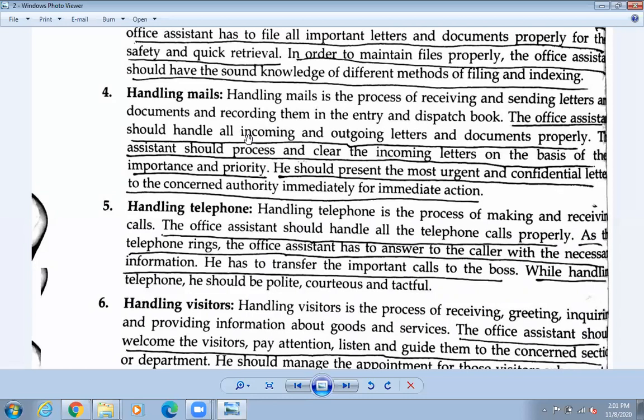Okay, I need to check the mails. I need to forward it back. And if it is very urgent or confidential, boss लाई छिटो भन्दा छिटो देखाउनु पर्ने हुन्छ भने so I need to do those activities also. Right? So handling mail is the process of receiving and sending the letters and documents and recording them in the entry of dispatch book. Okay, so एउटा dispatch book भन्ने हुन्छ.